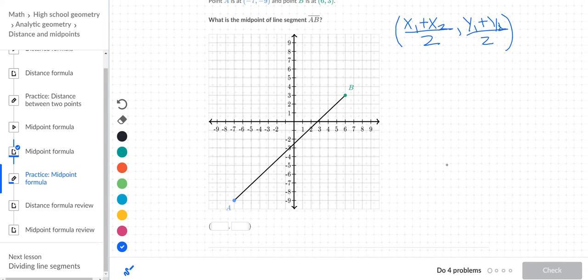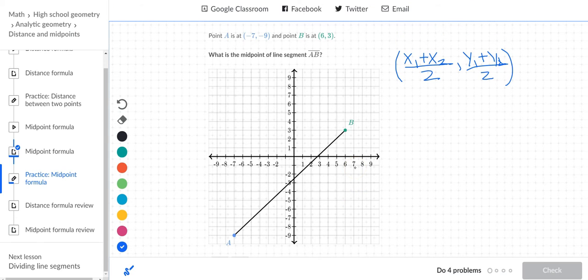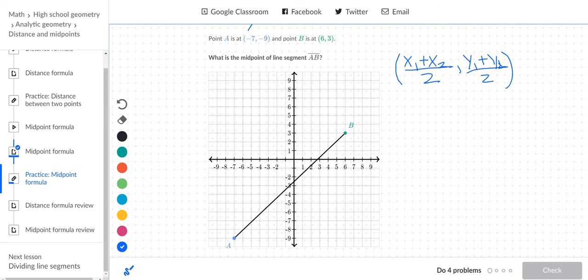So what I like to do first is I like to label my x1, y1, x2, y2. It doesn't matter which one you label as x1, y1 or x2, y2. So for this case, I'll just label x1, y1, and we'll just say that's x2, y2.